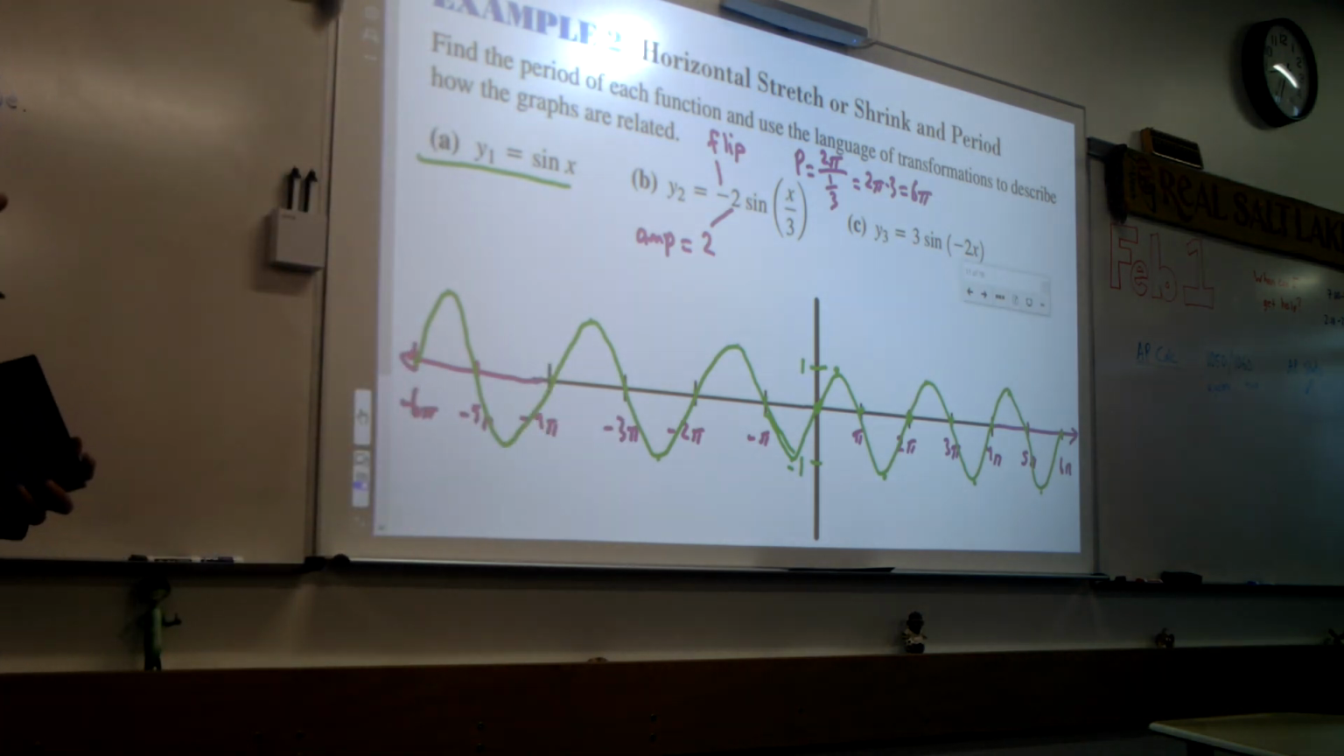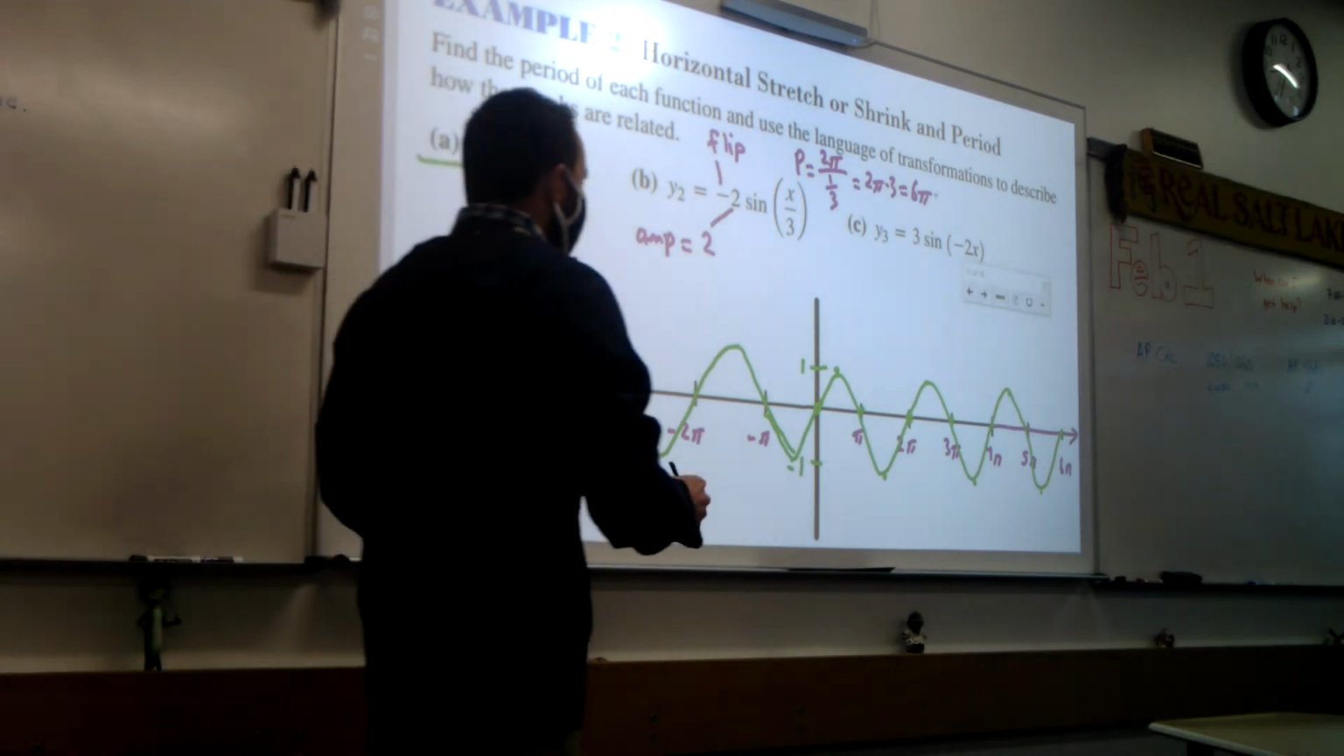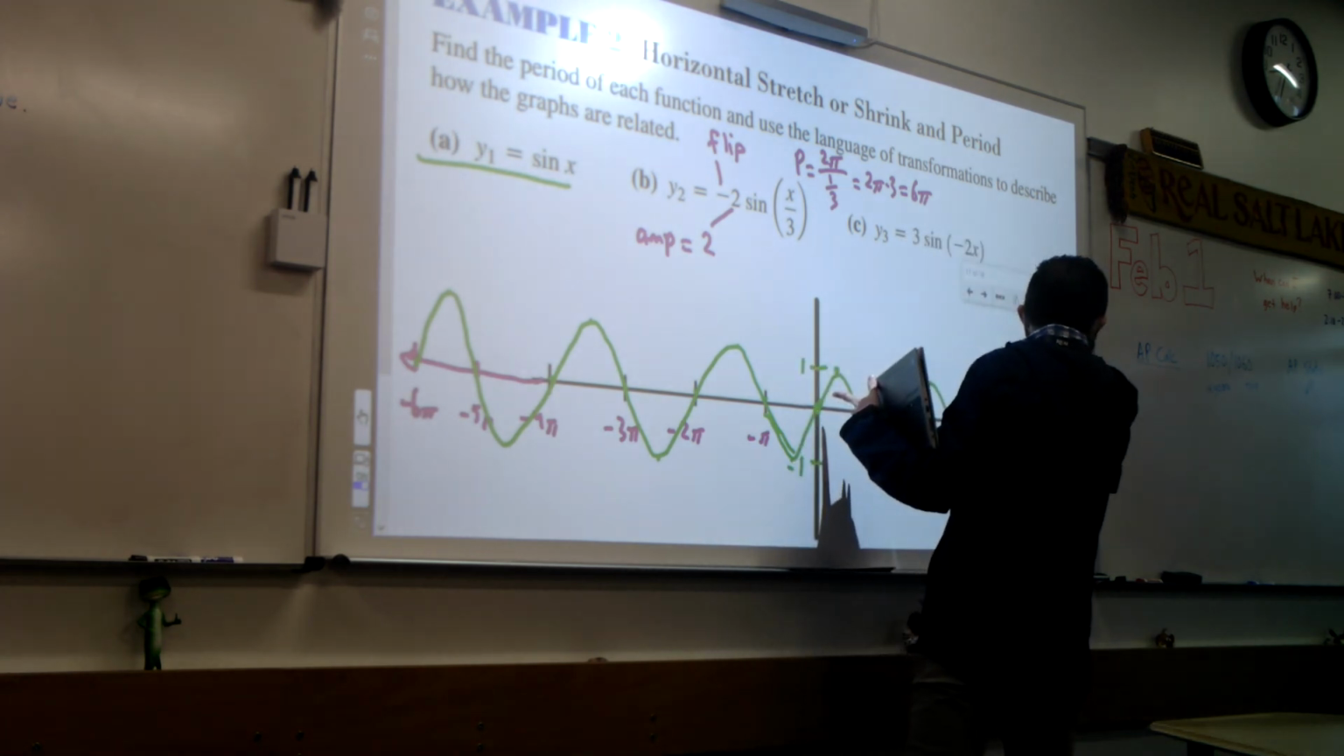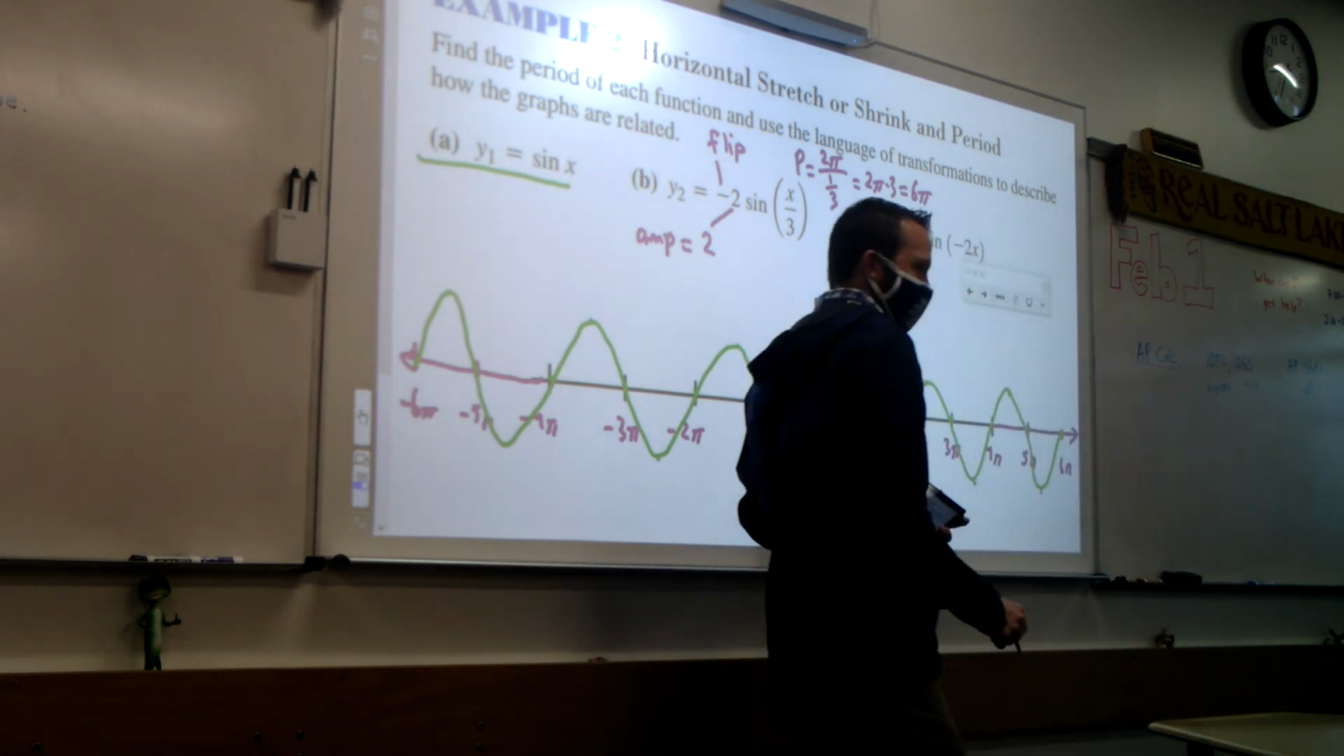What that means, guys, is how long does it take to go through one cycle? Is that shorter or longer than normal? Because normally it's done in 2 pi. So that means it takes 3 times as long to complete one cycle.